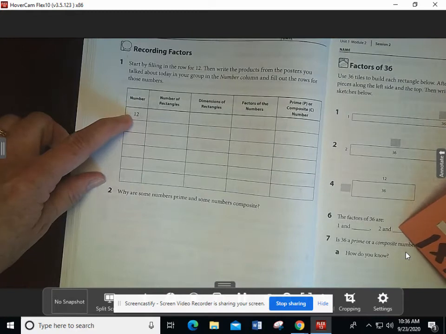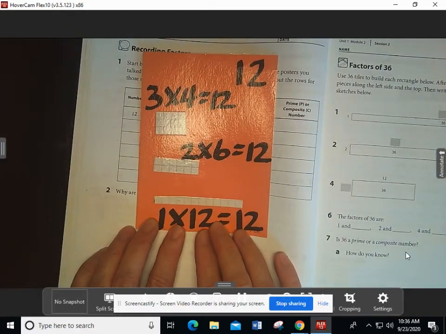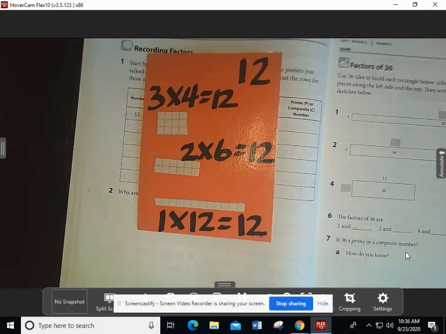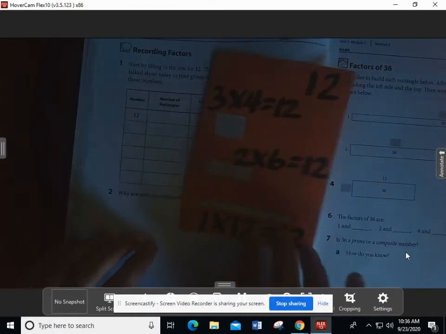So it asks us to get our poster for number 12. Here is the poster for number 12. David, can you shut off the front light? Thanks.